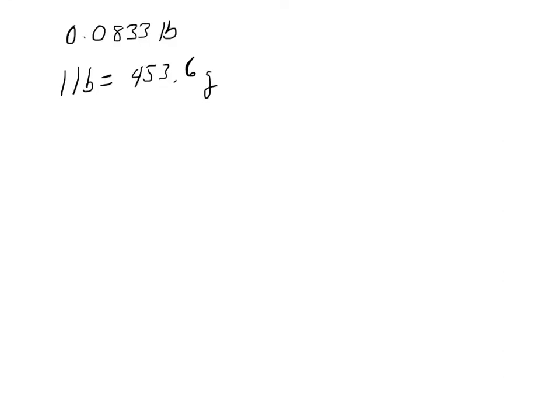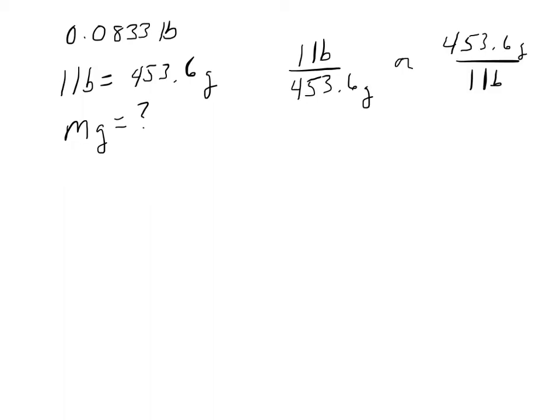So I started off the problem by listing what I know. I know that the mass of the glucose is 0.0833 pounds, and I know the conversion factor from pounds to grams. What I don't know is how many milligrams this is. Now I need to plan my conversion.